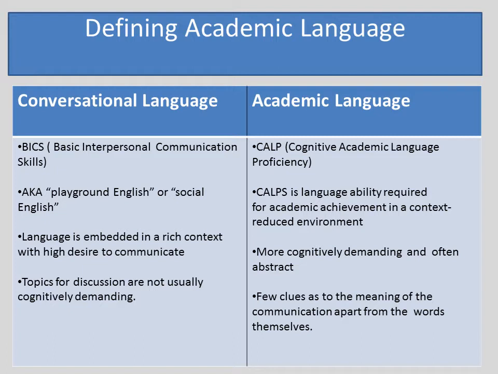So comparing this with academic language, which is also called CALP, Cognitive Academic Language Proficiency, here we're talking about language ability that's required for academic achievement in the context-reduced environment of the academic classroom. It's more cognitively demanding, and it's often very abstract. And we also find there's very few clues as to the meaning of the communication apart from the words themselves.